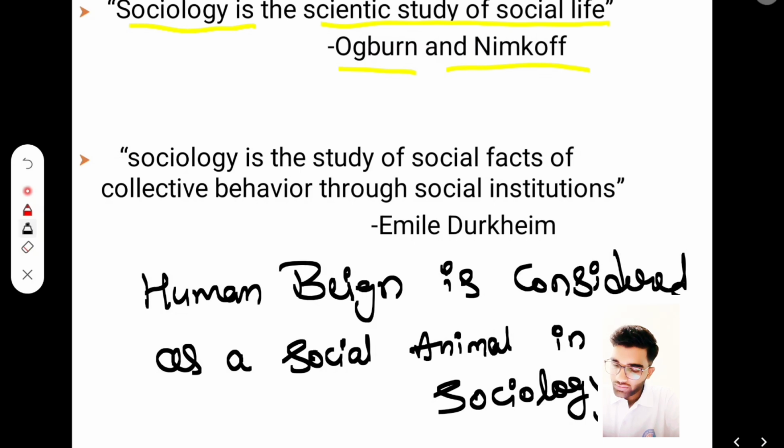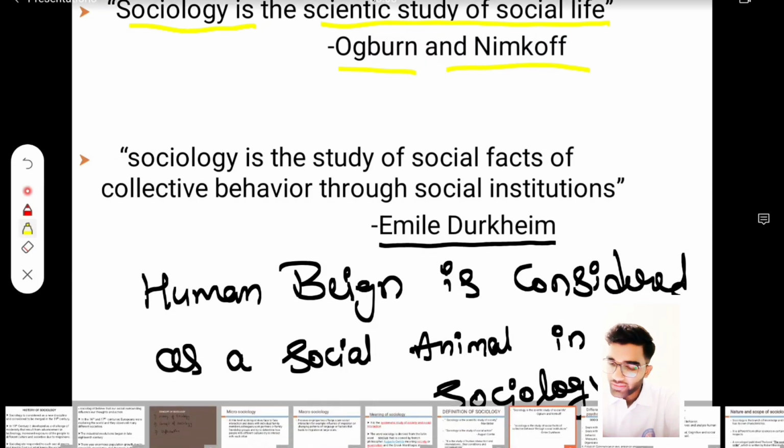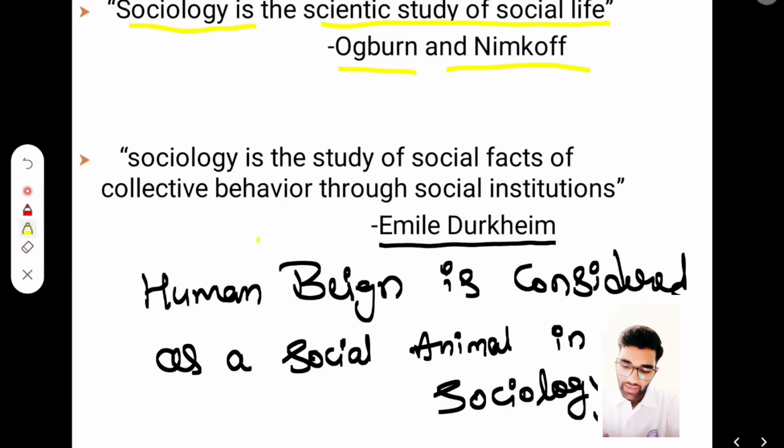Next, coming to the sociologist Emile Durkheim, he tells that sociology is the study of social facts of collective behavior through social institutions. Like, there are social institutions in our country to retain our culture. There are social institutions in particular areas of a country.